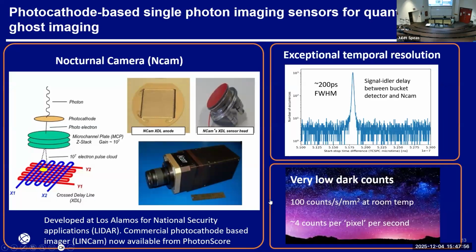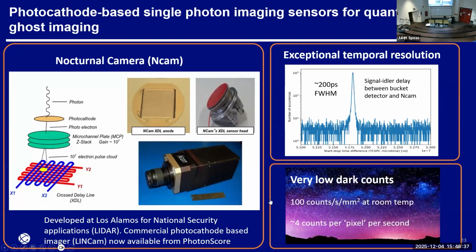So I'm going to tell you about photocathode-based single photon imaging. Again, this is called the nocturnal camera. When I first wrote the proposal five years ago or so, you could not buy one of these things. These were made at Los Alamos specifically for national security applications, things like LiDAR. But these aren't like any camera you're used to. There are no pixels, there are no frames. What this camera does is record individual photon arrivals with about 100 picoseconds accuracy. It's a 1-inch round sensor surface that will tell you where it hit with about 100 microns accuracy in X and Y.